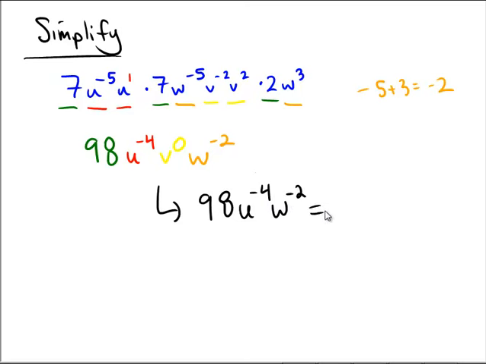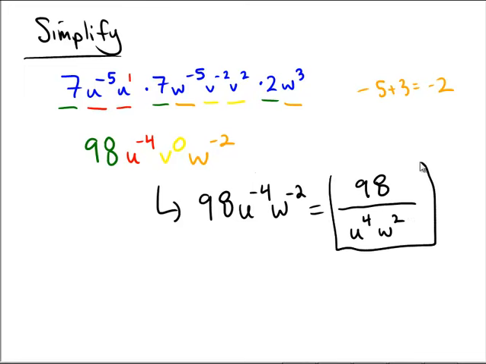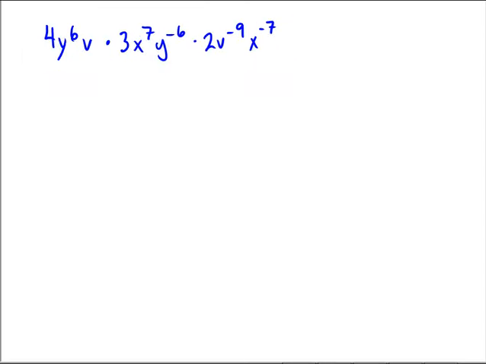Now for most intents and purposes we like to have this simplified in the sense that we don't like negative exponents in a final answer in an algebra or pre-calculus course. So the 98 is just the 98, so I'll write it here. The u is being raised to the negative 4, so I'm going to move it down to the denominator and make it a u to the power of 4 in the denominator. And the w is being raised to negative 2, so I'm going to write a w squared in the denominator. And this would be rewriting the expression with no negative exponents if we wanted to have all the exponents be positive.